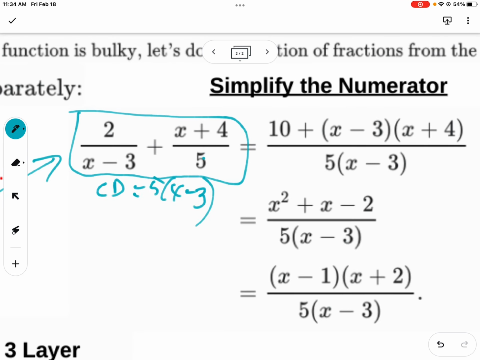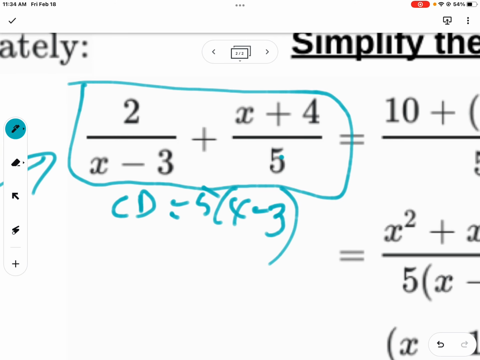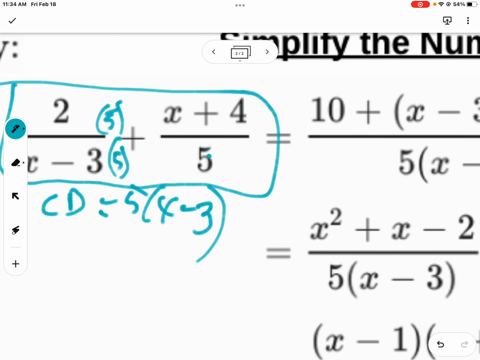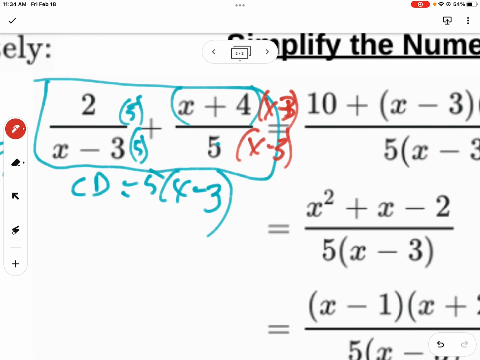What does that mean? Well, I've got to multiply the 2 by 5 over 5, right? And then the x plus 4 has to be multiplied by, I'll do this in red, x minus 3 over x minus 3. Okay, and we've been doing that stuff for a long time. So I do that.